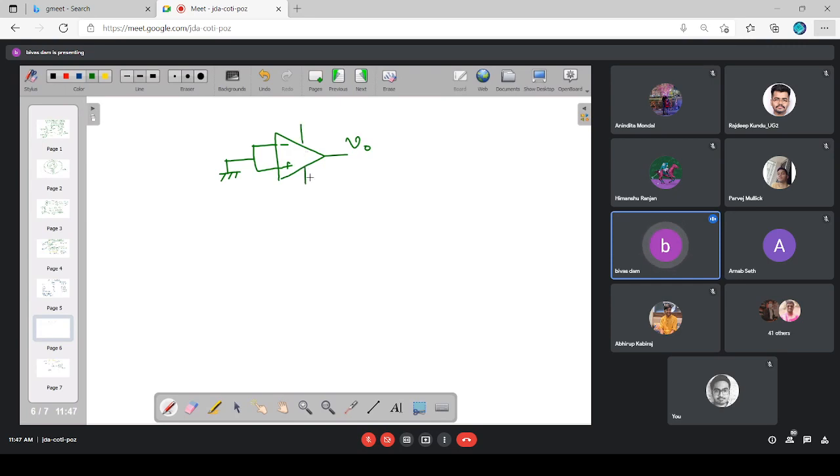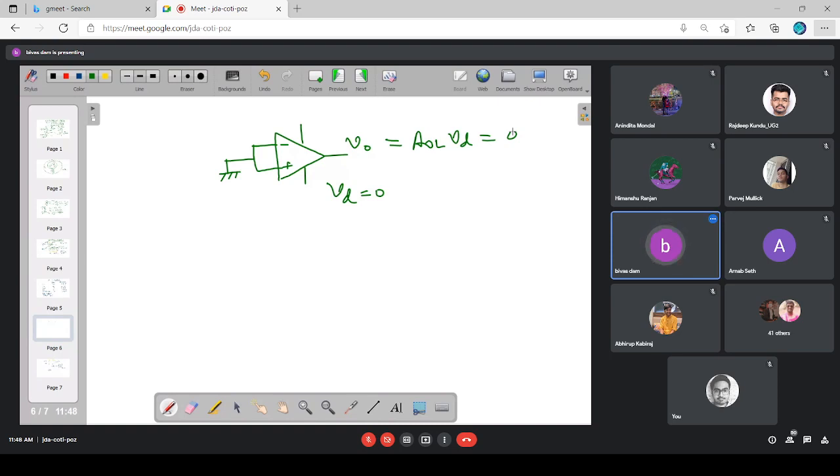What is the expected output here? Sir, 0. Why? So what is the input difference voltage here? Both are 0. VD is 0. So my output should also be 0. Ideally, that should happen ideally.